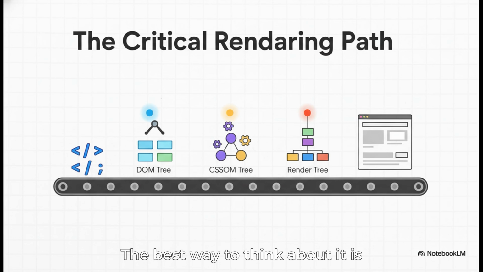The best way to think about it is like a factory assembly line. Each station has a very specific job to do before it passes its work on to the next. And trust me, understanding this assembly line is the secret to building way faster websites.